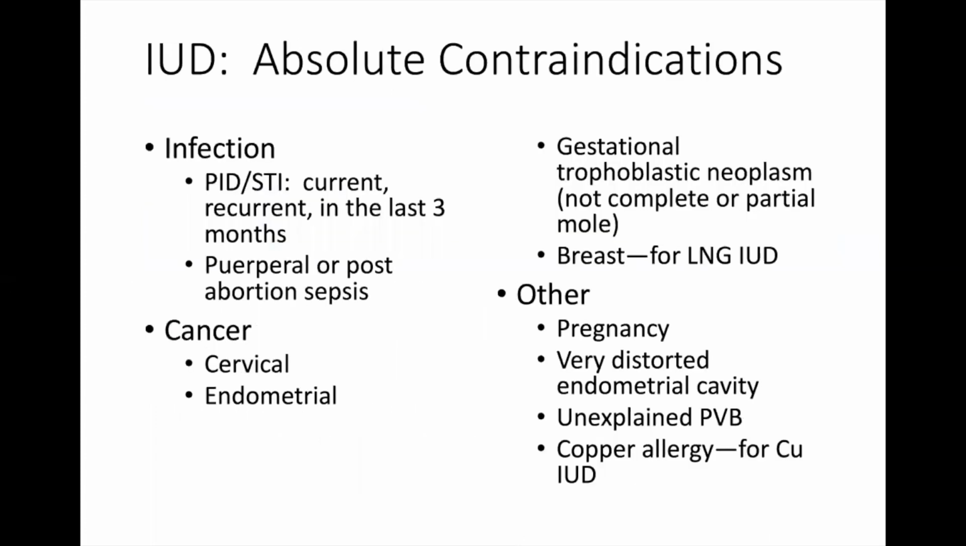Absolute contraindications: of course, if someone has an infection, PID or sexually transmitted infection, current or recurrent in the last 3 months; if someone had puerperal or post-abortion sepsis, cervical cancer or endometrial cancer, trophoblastic neoplasms, breast cancer, especially for the levonorgestrel IUD. Others, of course: pregnancy, very distorted endometrial cavity, unexplained vaginal bleeding, copper allergy for the copper IUD.